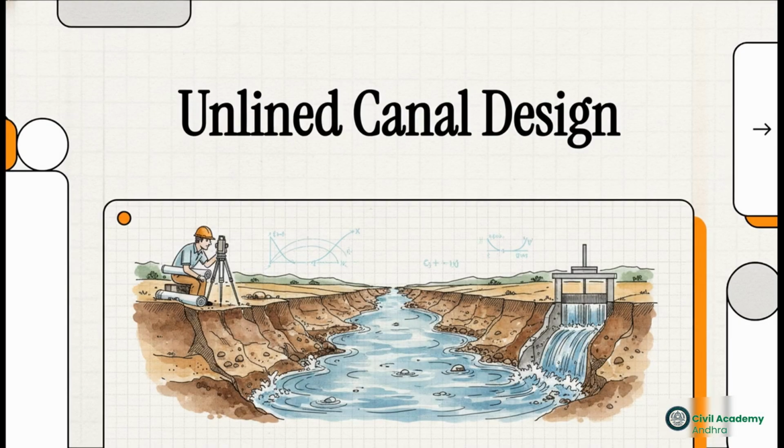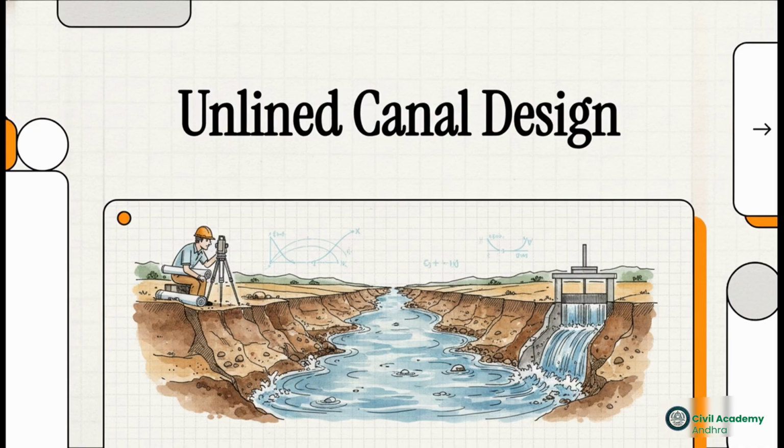Welcome back. Today, we're putting on our hard hats and stepping right into the shoes of a civil engineer to look at a truly fascinating challenge. We're going to break down the mathematical and theoretical blueprint of unlined alluvial canal design. This explainer is built specifically to give civil engineering students, and really anyone fascinated by large-scale hydraulic structures, a clean step-by-step look at exactly how we safely channel massive volumes of water through the earth.